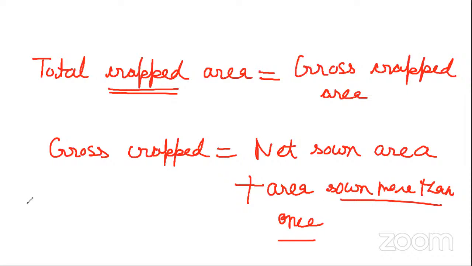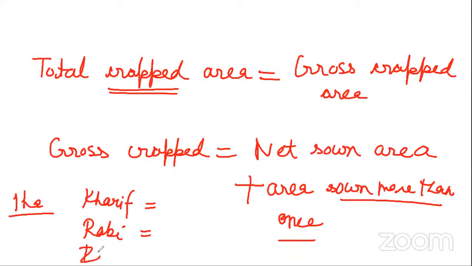Suppose we have 1 hectare of land, and in the kharif season we have taken one crop on all this 1 hectare, and then again we take a crop in rabi on the whole 1 hectare, and then again in Zaid we are taking one crop. So over here our net sown area will be 1 hectare only, but our gross cropped area will be 3 hectare, because we are actually sowing 3 times on that area.